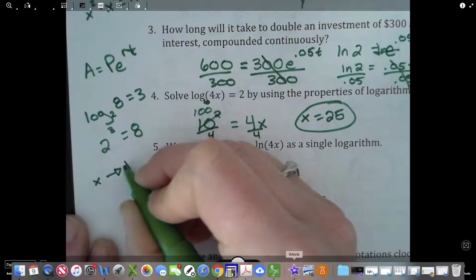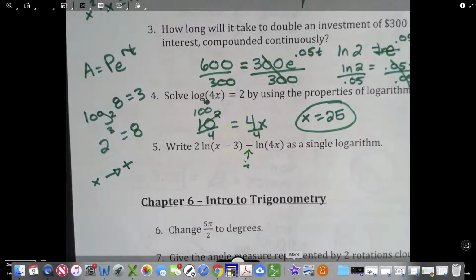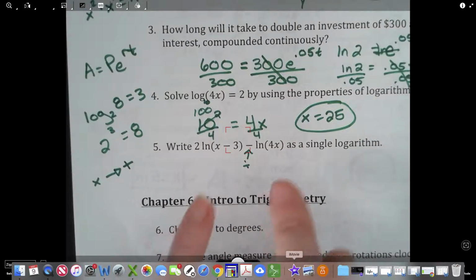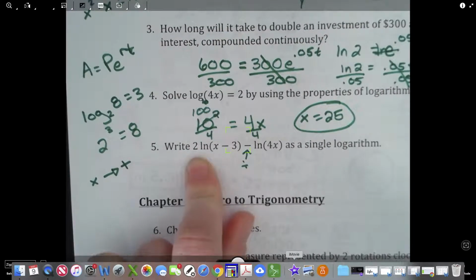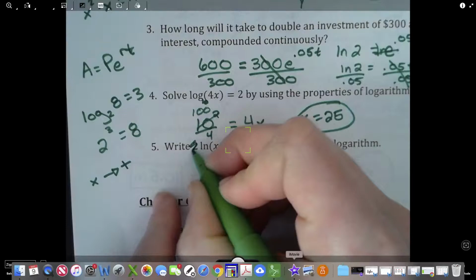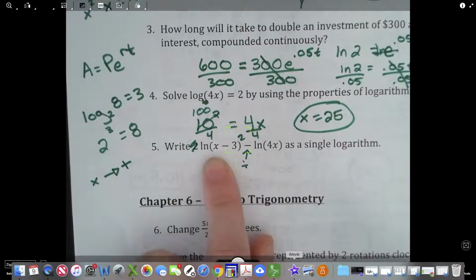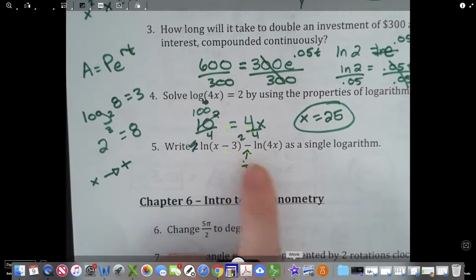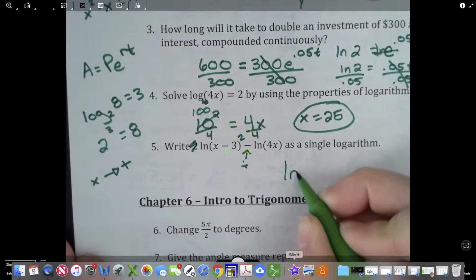Add. Multiply, add. So we want to combine these two. They're both ln's, so I can combine them, except there's a 2 out in front, and I want to get rid of it before I do anything. Where can that 2 go? To the back. So it's going to bump back there. So I have ln of x minus 3 squared minus ln of 4. And I'm going to combine them into 1. So the ln stays.